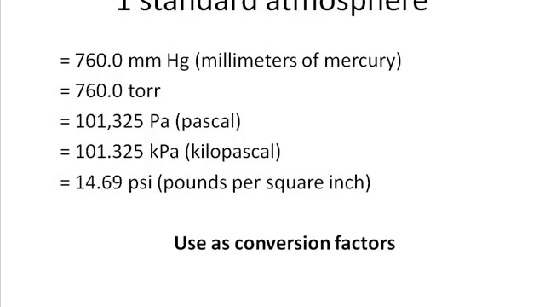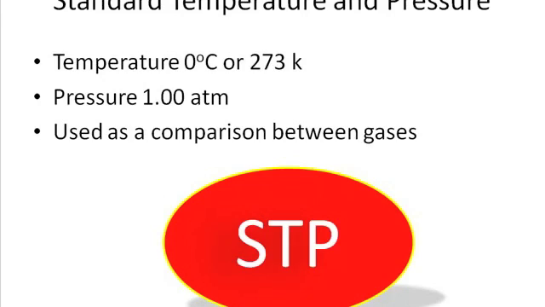In order to convert in between different pressure units, one standard atmosphere equals the following: 760 millimeters of mercury, 760 torr, 101,325 pascals, 101.325 kilopascals, and 14.69 pounds per square inch. Standard temperature and pressure relates to a temperature value of 0 degrees Celsius or 273 Kelvin and a pressure of 1 atmosphere. This standard temperature and pressure is used to make comparisons between gases.